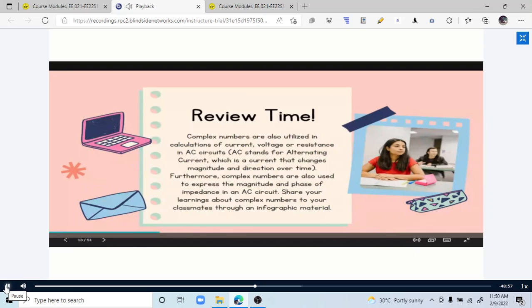So you should at least share your learnings about complex numbers to your classmates through an infographic material. I have tasked you last week to do a certain infographic material. Have you done it? So you should upload it later on your Canvas. I will be allotting a certain activity there where you can upload your output. Okay?